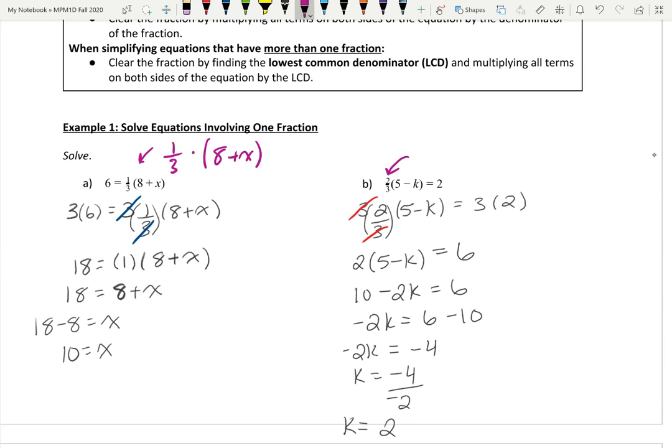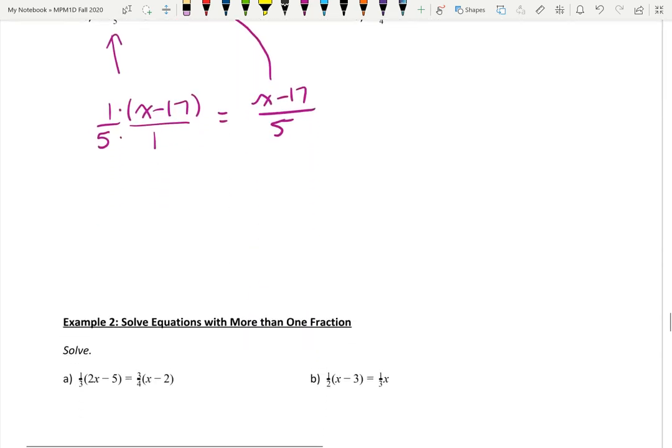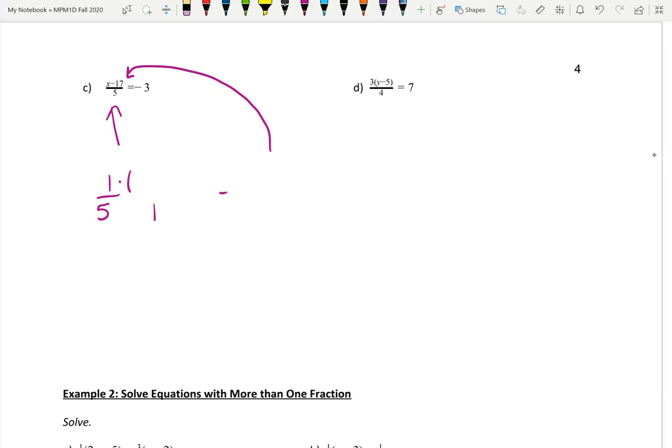Okay? Which would equal 8 plus x over 3. So it means the same thing. It's just written in two different ways. Okay, let's solve.